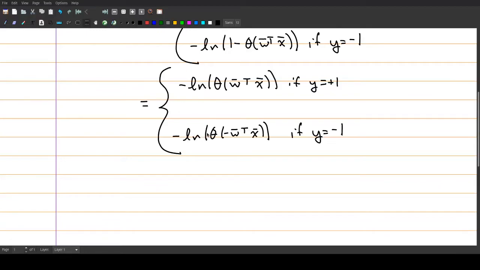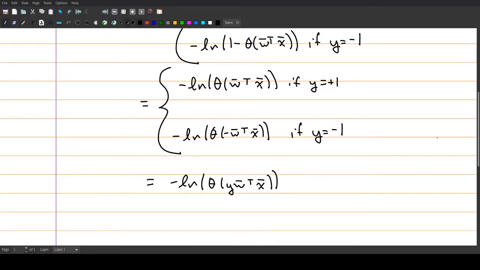Okay. So now, many years in the past, some very intelligent person observed that the only difference between the upper branch and the lower branch now is that the upper branch is positive, the lower branch is negative here. But that also exactly reflects whether y is plus 1 or minus 1. So you can eliminate the cases and just write this as minus natural log of theta of y times w transpose x.